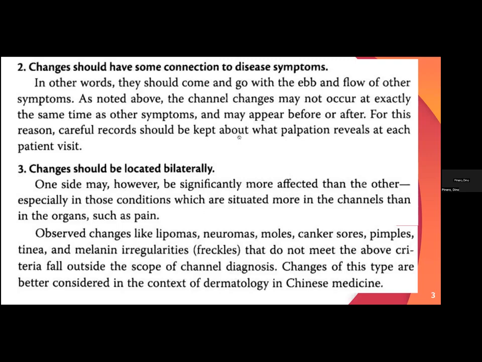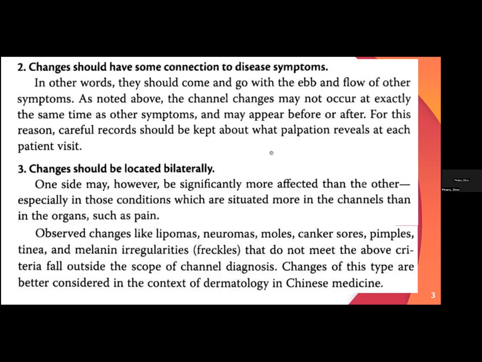Number 3, changes should be located bilaterally. One side may, however, be significantly more affected than the other, especially in those conditions which are situated more in the channel than in the organs such as pain. So, check po natin left and right, and one side could be affected more than the other.